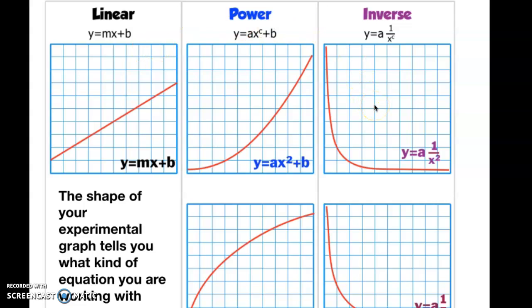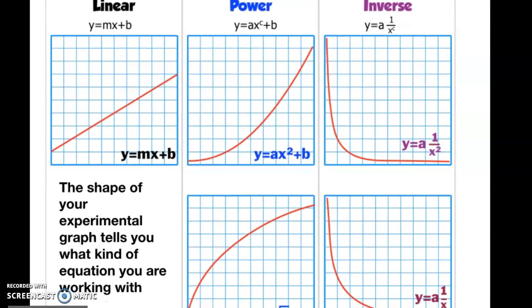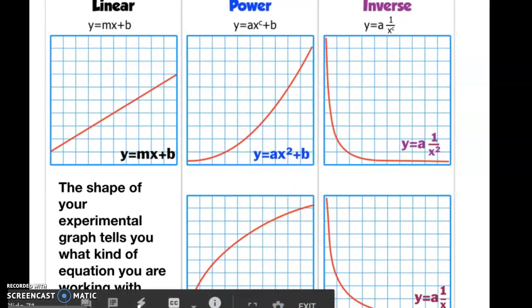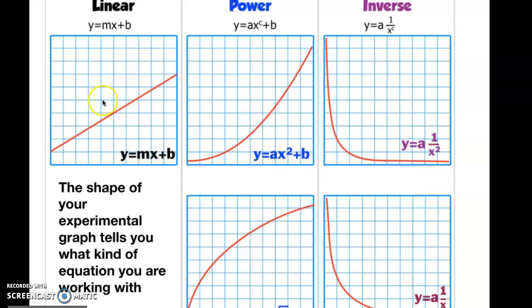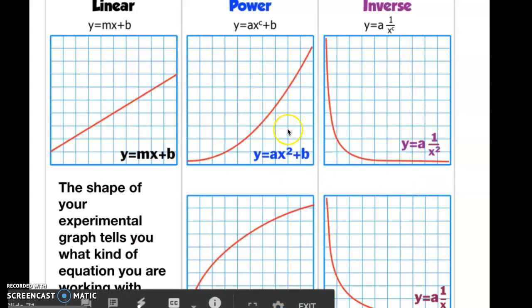And by curved, these are just a few examples. You've got power curves, the ones that slope in this direction. You've got inverse graphs. 1 over x squared, for example, is a really common one in physics. You've got root graphs, etc. Anyway, so your graphs are either going to be straight or they're going to be curved. And if they're curved, you have to try and figure out what the relationship behind the pattern is.